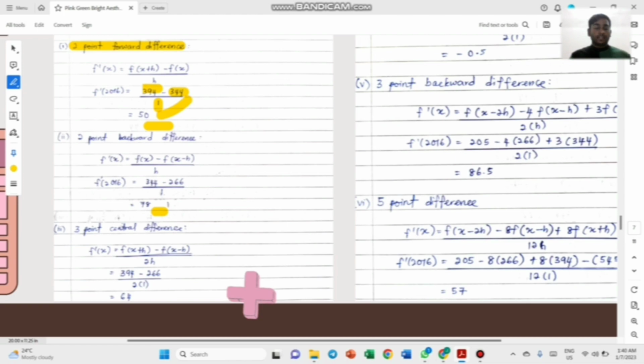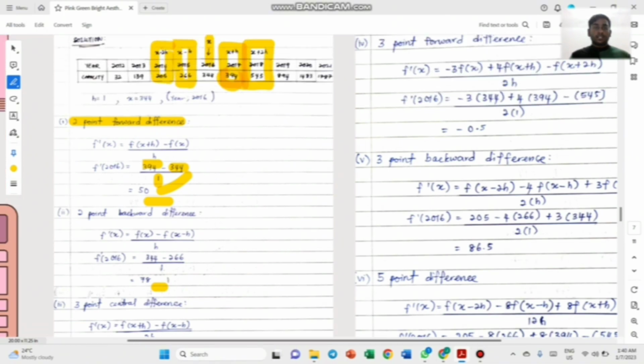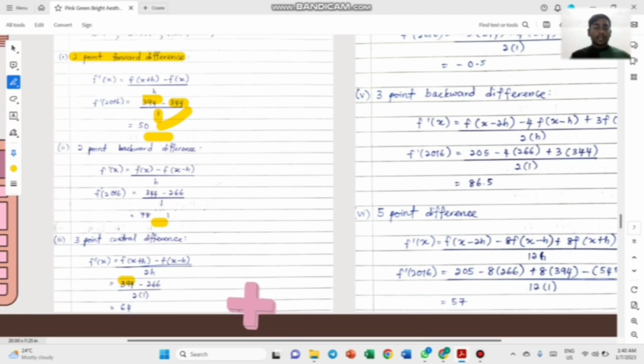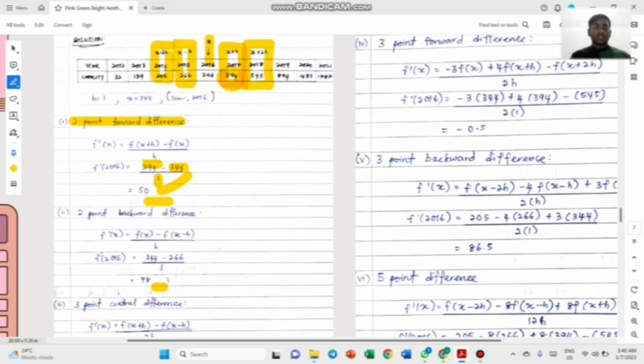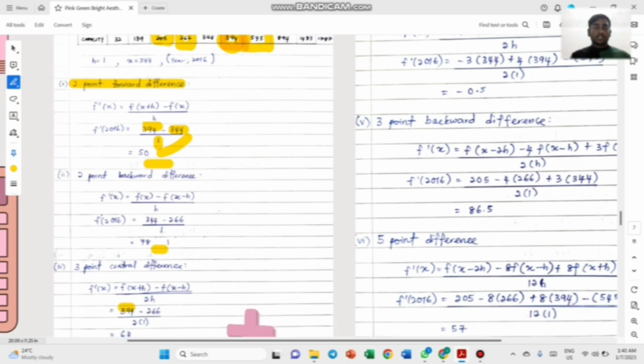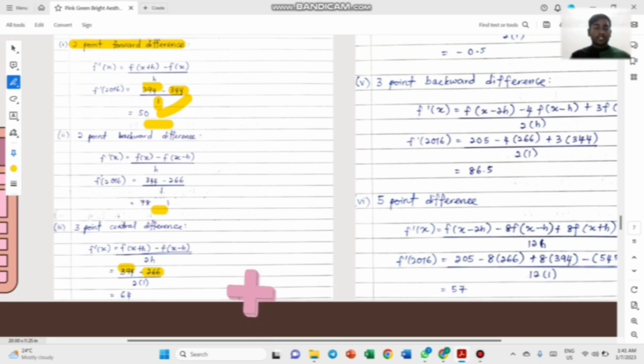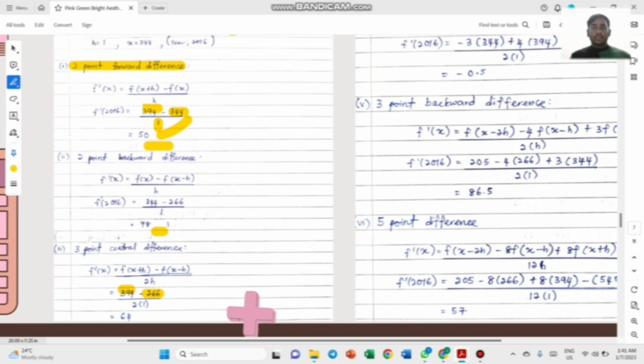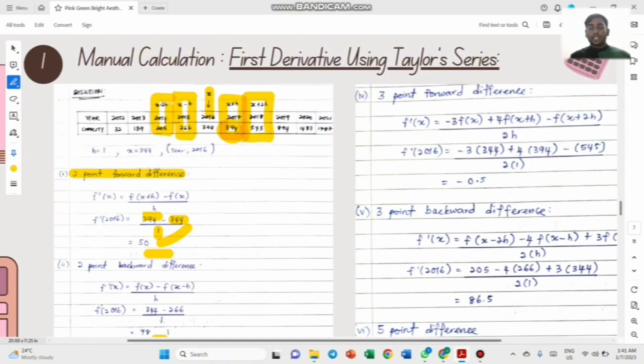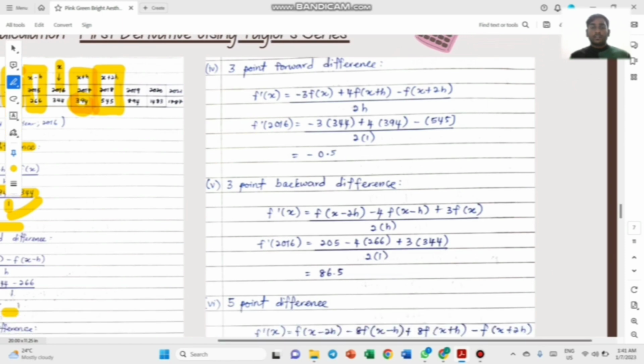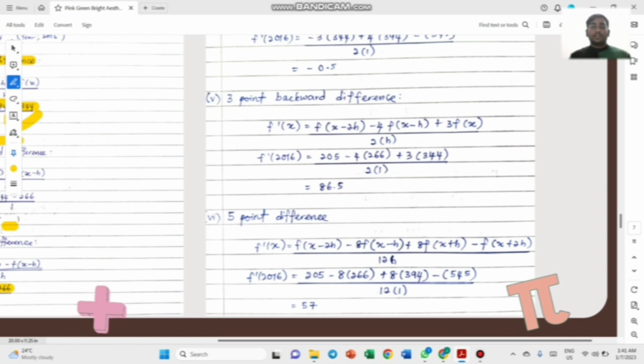For the third equation is 3-point central difference. So we can see f in bracket x plus h value is 394. And then minus f in bracket x minus h value is 266, and the h value is 1. So the value is 64. For the fourth equation, we can see here 3-point forward difference. We put the formula here and then we plug in the value from the data and we managed to get negative 0.5.